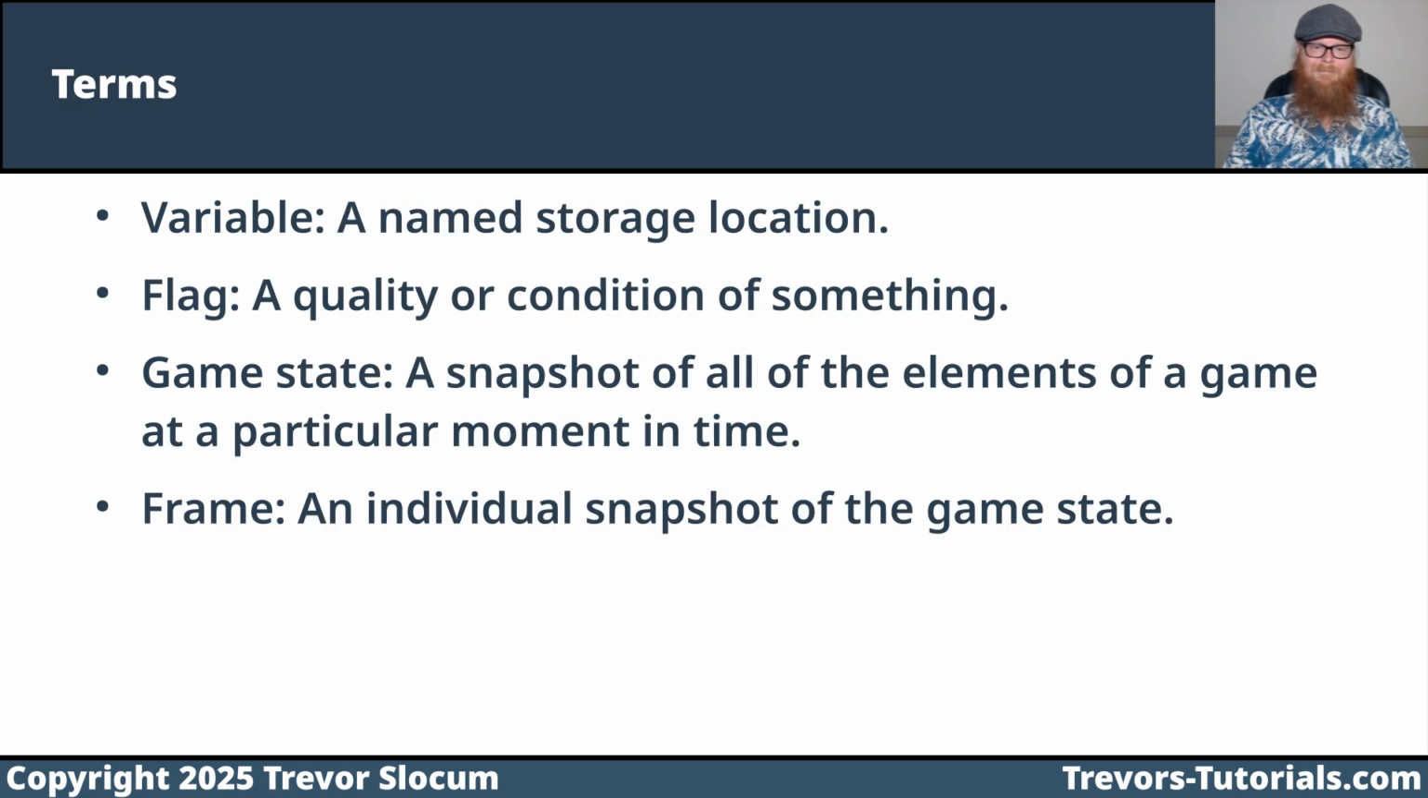A variable is a named storage location. A flag is a quality or condition of something. The game state is a snapshot of all of the elements of a game at a particular moment in time. And a frame is an individual snapshot of the game state. I know that might not make a whole lot of sense right now. Stay with me.